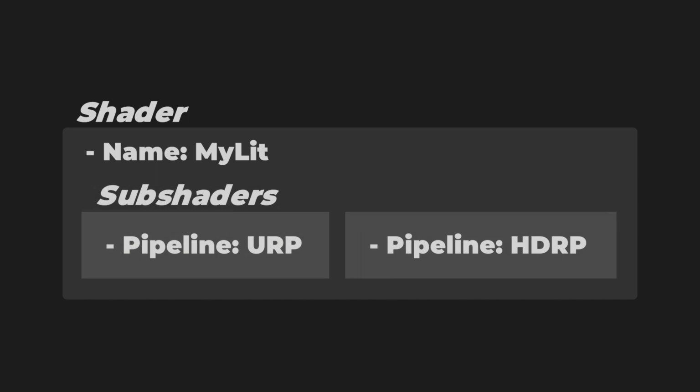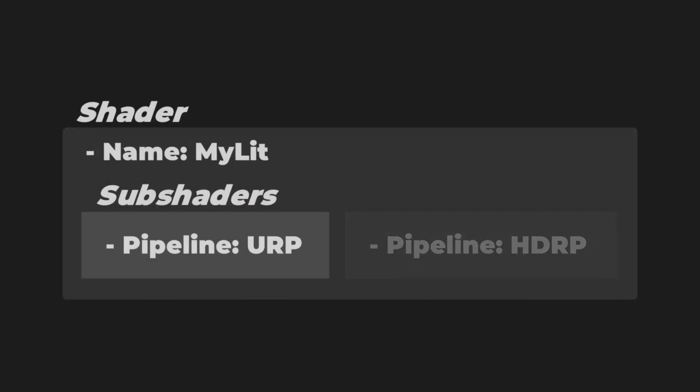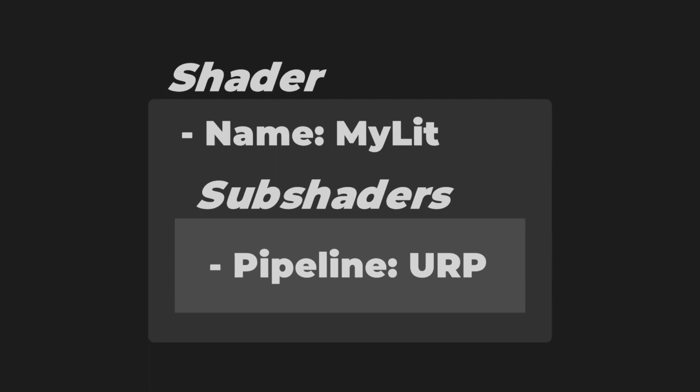Subshaders allow you to write different code for different render pipelines, and Unity will automatically pick the correct subshader to use at any time. Define a subshader with the subshader block, and then add a tags block to set the render pipeline. Tags blocks hold user-defined metadata in a format sort of like a C# dictionary. Tell Unity to use this subshader when the universal rendering pipeline is active by setting the render pipeline tag to universal pipeline. That's the only subshader that we'll ever need in this tutorial.